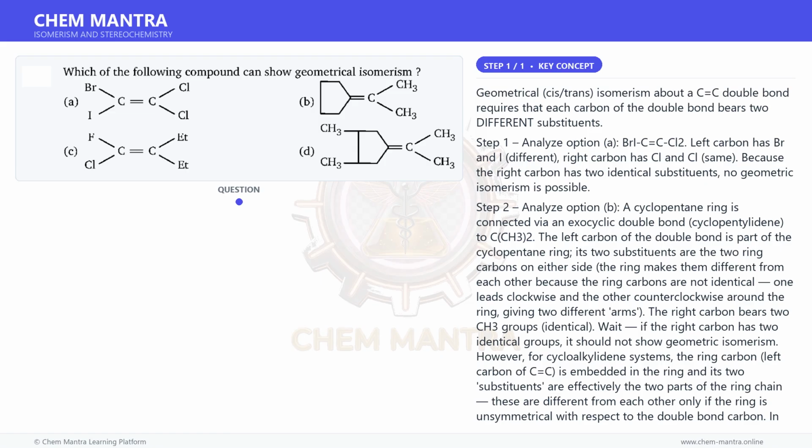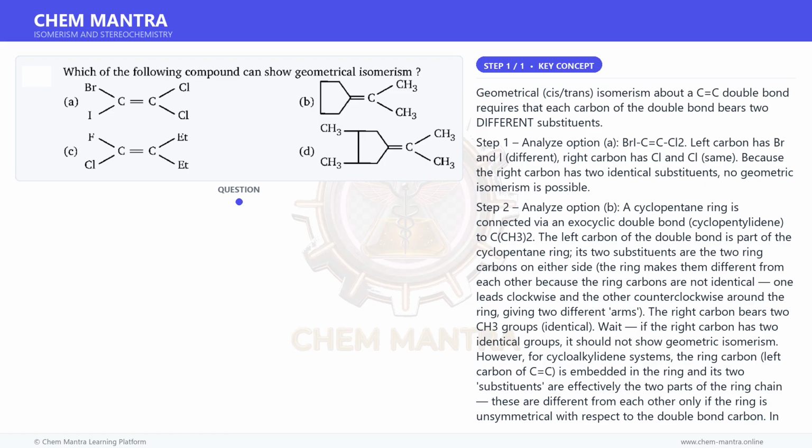Wait, if the right carbon has two identical groups, it should not show geometric isomerism. However, for cycloalkylidene systems, the ring carbon, the left carbon of C=C, is embedded in the ring and its two substituents are effectively the two parts of the ring chain. These are different from each other only if the ring is unsymmetrical with respect to the double bond carbon. In cyclopentylidene, a symmetric ring, both ring arms are identical, so actually this too might seem not to show geometric isomerism. But the key point, option B, is given as the correct answer.